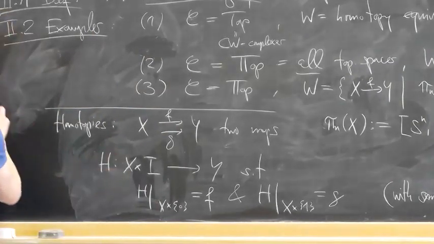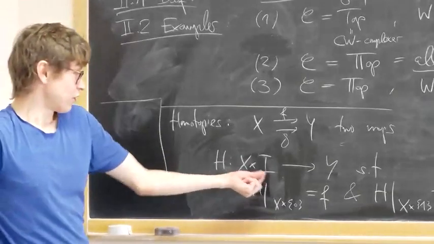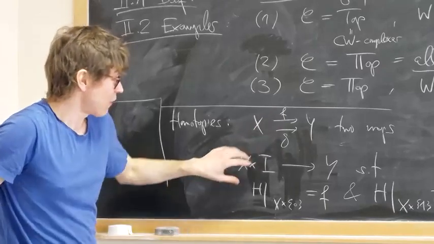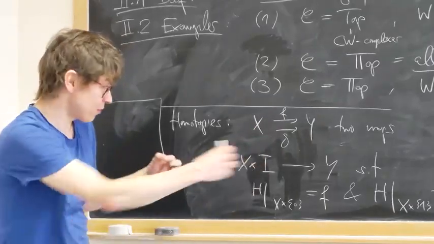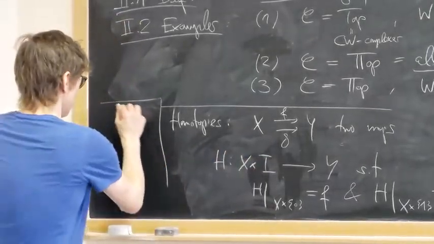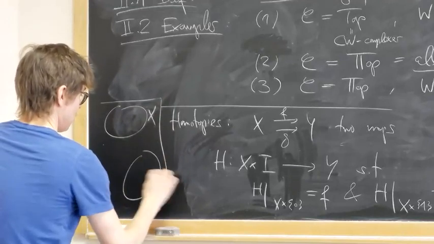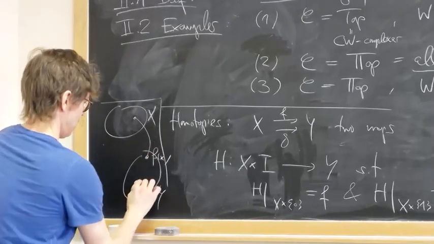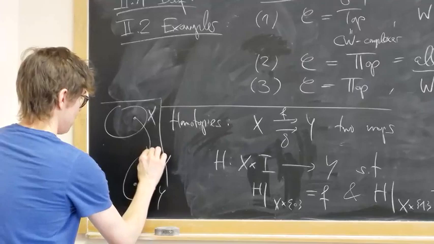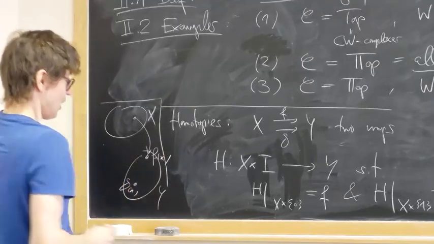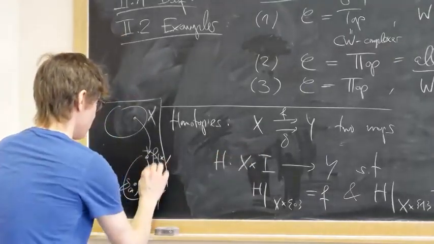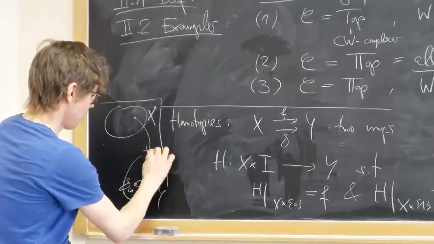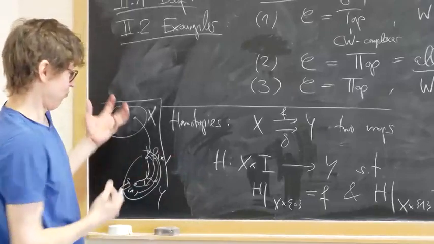If you look at it the other way around, if you fix a point x in the space where both maps start, and then let the other variable wander in the unit interval, this would be F of x, this would be G of x, and for this fixed x, I would get a path from here to here. The homotopy does this for every point in X. So it's a deformation of paths, continuous in a continuous way, which transforms this F into this G.